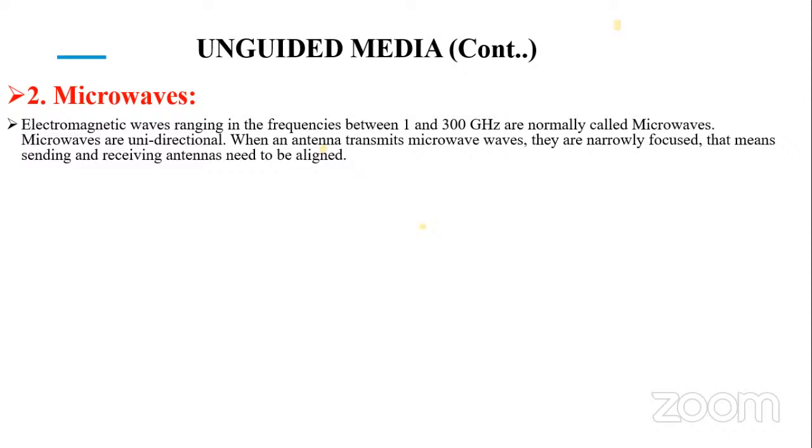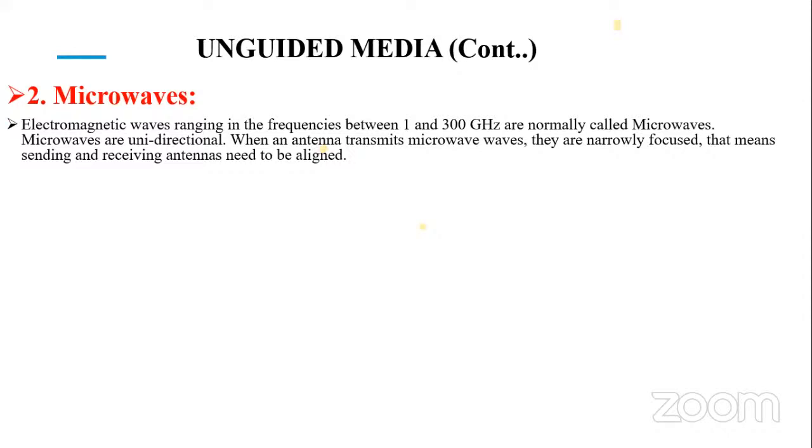1 gigahertz to 300 gigahertz. Radio waves: 3 kilohertz to 1 gigahertz. And microwaves is 1 gigahertz to 300 gigahertz, which will be called microwaves. These are all electromagnetic waves only, but they are categorized based on the range of frequencies.